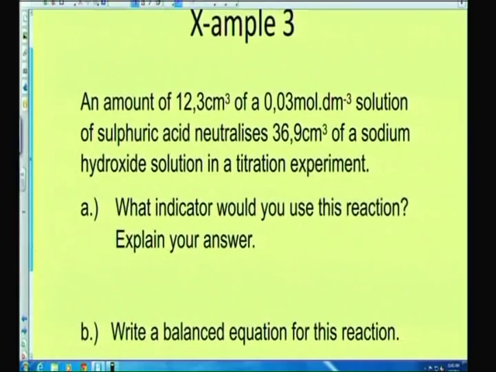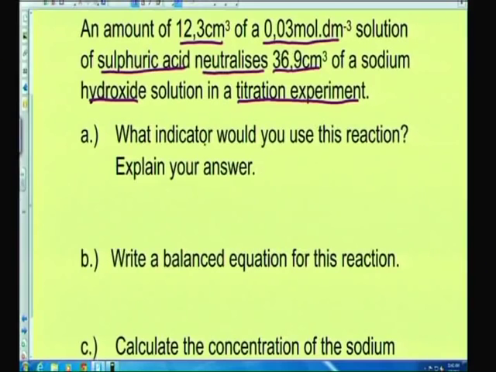So let's read it and make sure we've got all the information we require. It says an amount of 12,3 cm³ of 0,0 mol/dm³ solution of sulfuric acid neutralizes, there's the key word, 36,9 cm³ of sodium hydroxide solution in a titration experiment. So we are dealing with titrations. Very important for us to recognize. We've got an acid plus a base. Now, we need to read the rest of the question before we get too excited about this type of question.